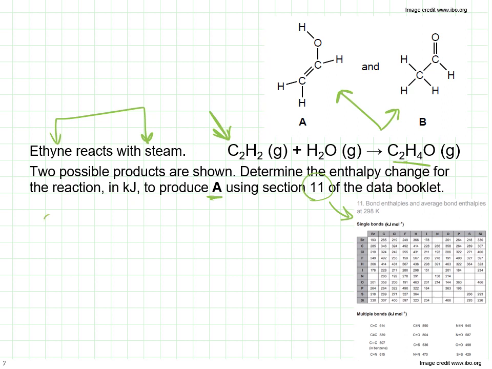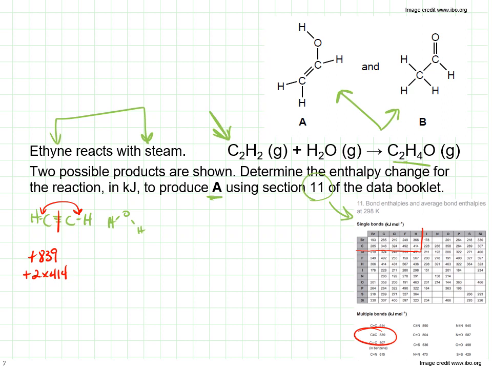So ethine, I've got C2H2. Ethine has that triple bond between our carbons. Water looks like this. Ooh, that's an H. So I know that I need to break one triple bond. So I have positive 839 for that one triple bond between the carbons. My carbon-hydrogen breaking energy is 414. There are 2 of those, so 2 times 414.